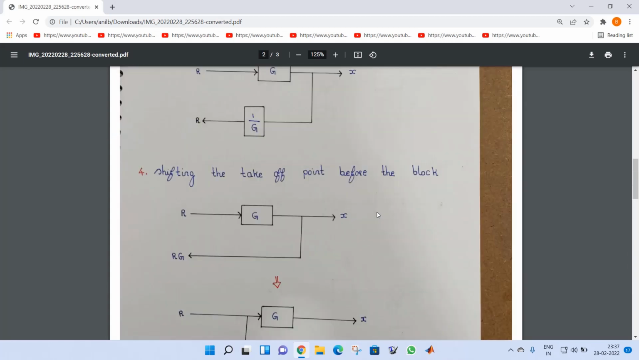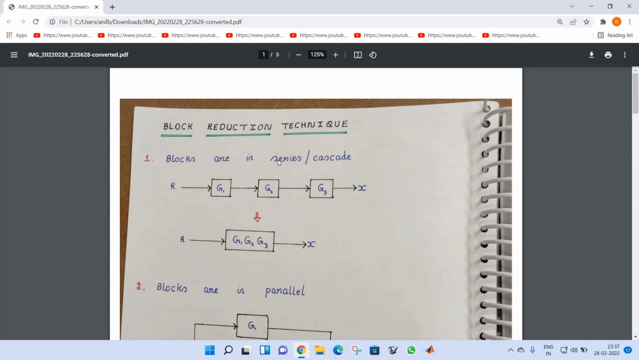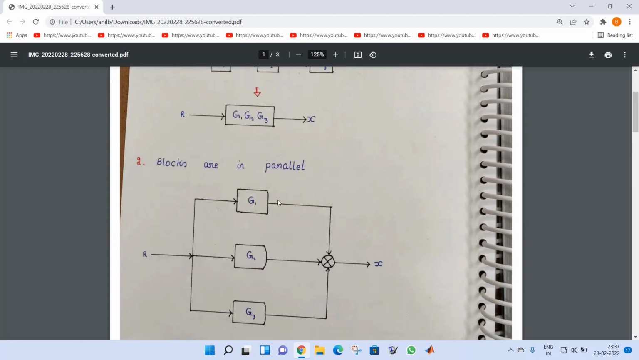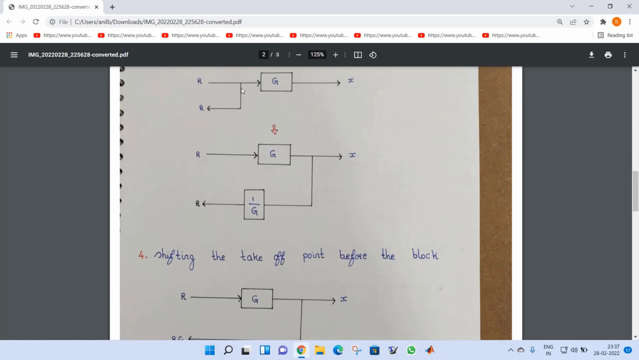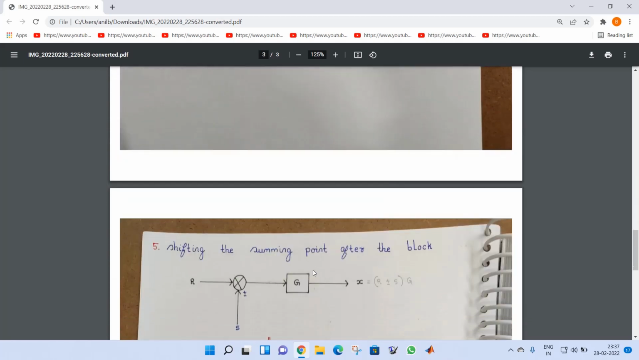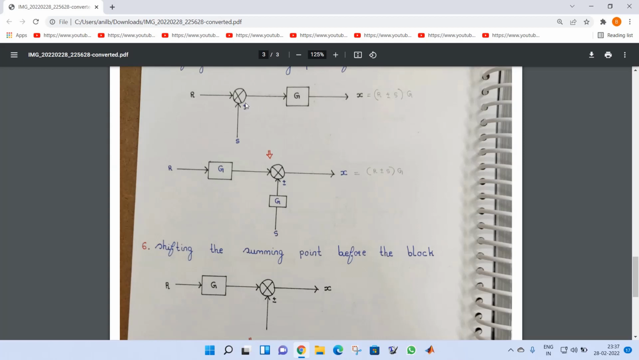So do remember these 6 rules. The first rule is when blocks are in series, and the second rule is when blocks are in parallel. The third and fourth rules are related to the takeoff point, before the block and after the block, and the fifth and sixth rules are related to the summing point, shifting the summing point before the block and after the block.